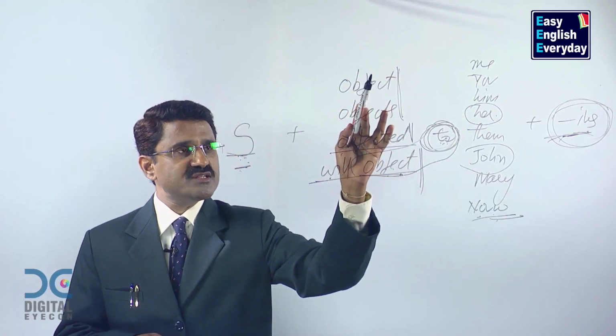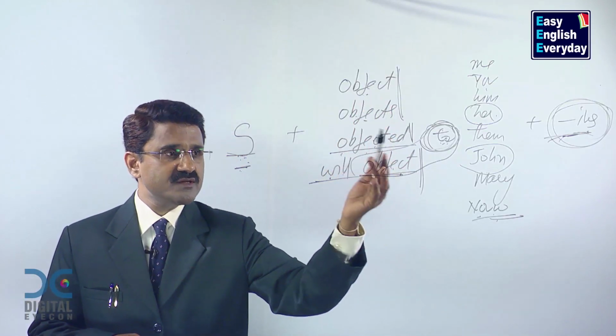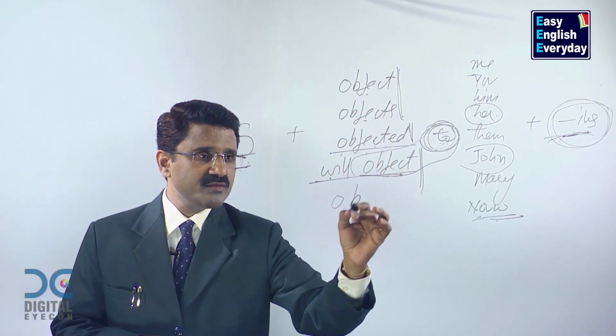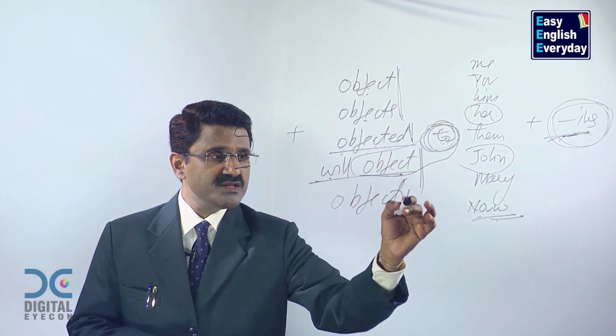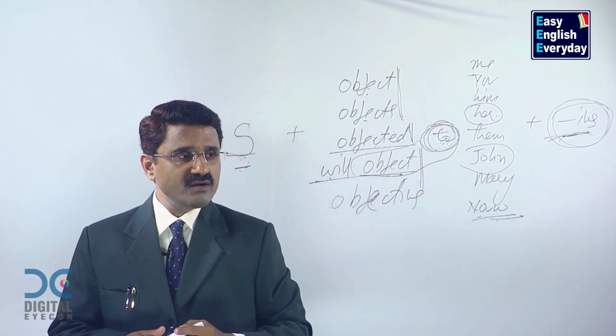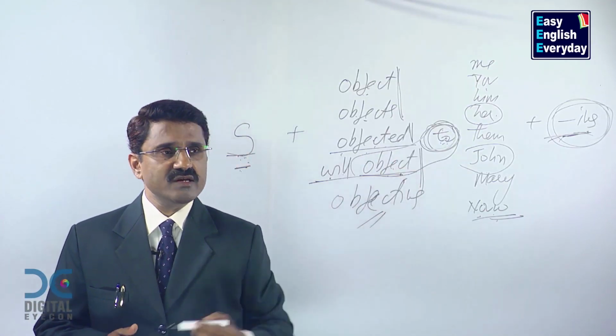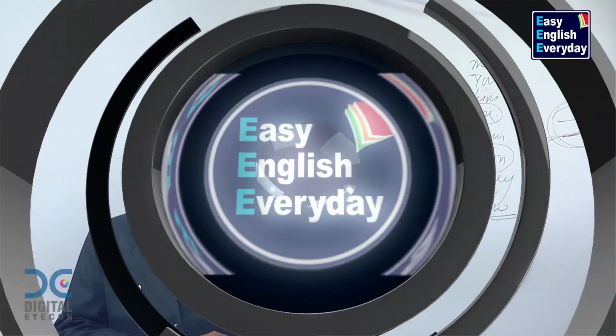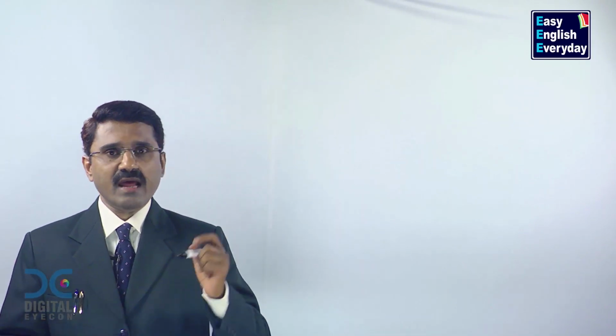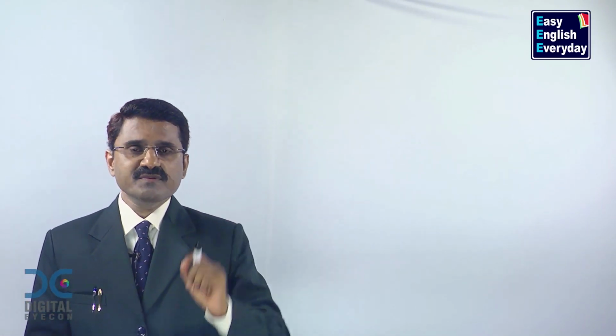Not only object, objects, objected, will object, you can also use the ing form. How to use the ing form? I shall tell you with some more examples now. Suppose you are playing some music in the office. The boss is not happy with that. Now I am sending the message, I am carrying the message from the boss to you.